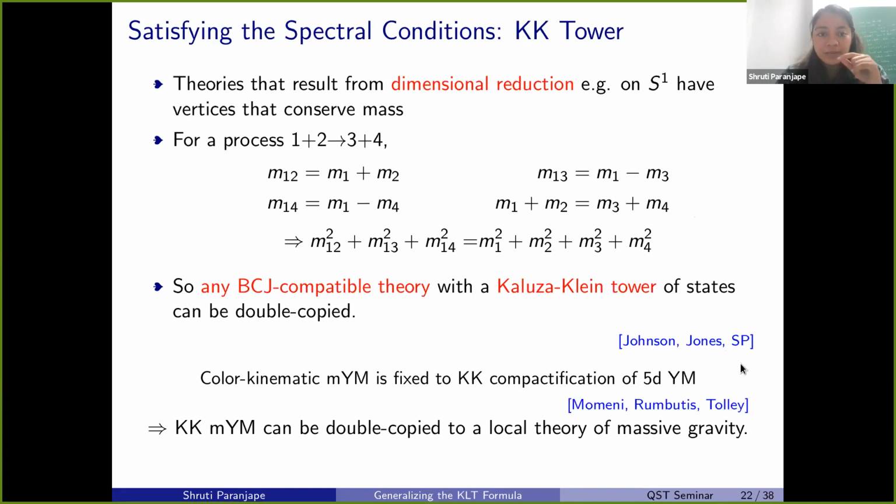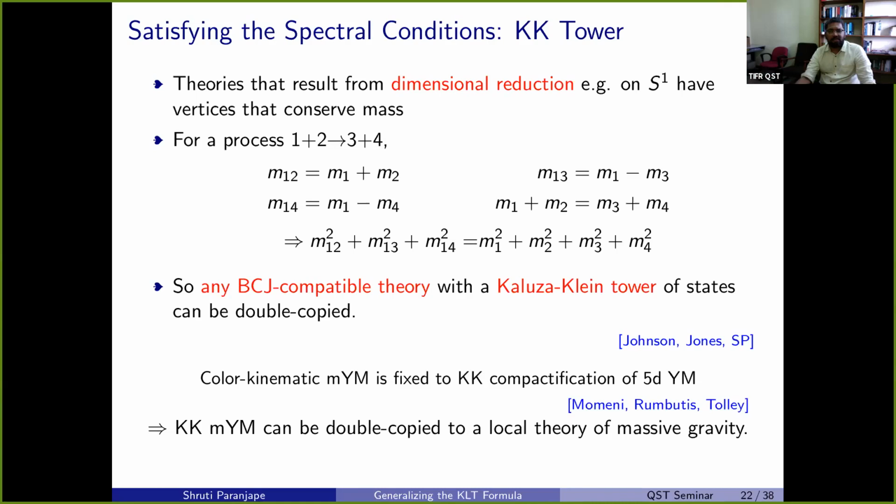Yeah, so actually, subsequently, there was this paper by Momeni, Rumbutis and Andrew Tolley, and they basically showed that if you take massive Yang-Mills theory in 4 dimensions and enforce the BCJ relations, then it's actually fixed to be the 5D KK compactification of Yang-Mills. And so this means that you can double copy this, and it will give you some local theory of massive gravity in 4 dimensions. And KK momentum conservation in this case would ensure that only one momentum runs in the middle of it, when any 2 particles scatter. Yeah, exactly. Which is why it works in this case.